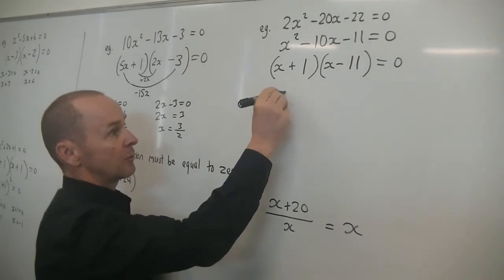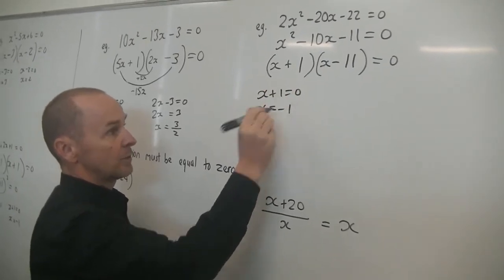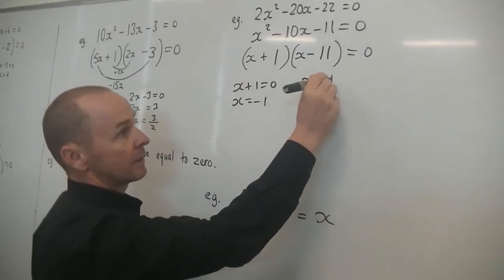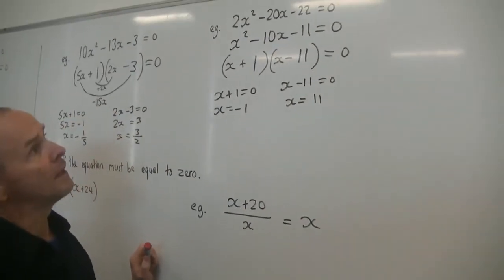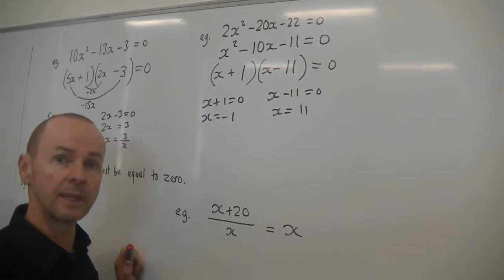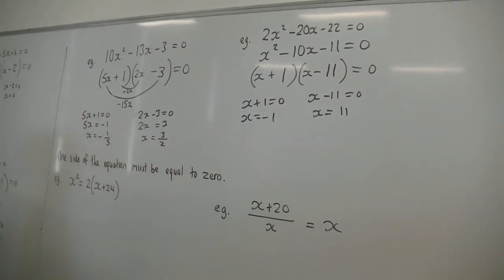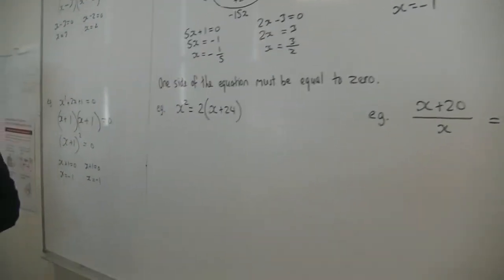So now I've got x plus 1 equals 0, x equals negative 1, x minus 11 equals 0, x equals positive 11. Can you see, as you practice, they get quicker and quicker. You should find them a bit easier.